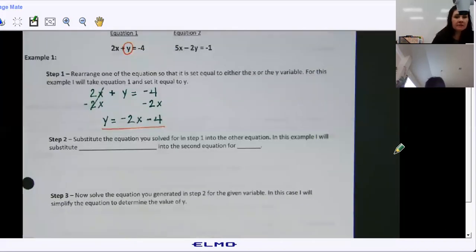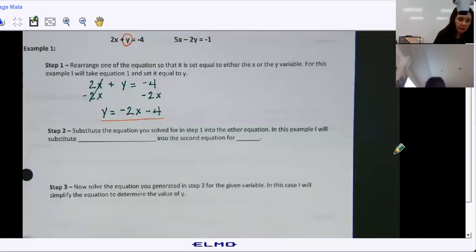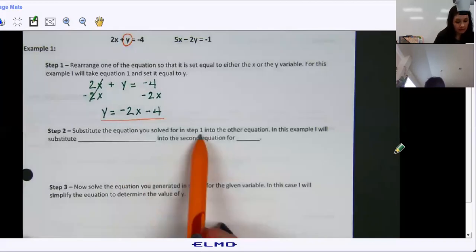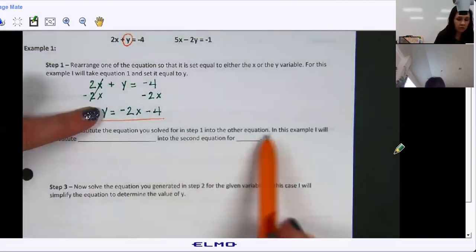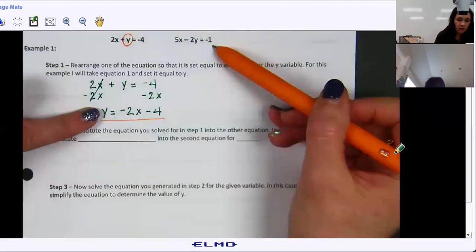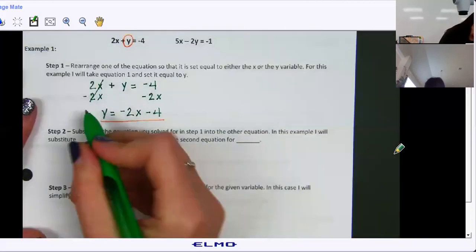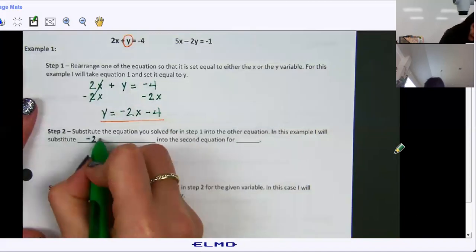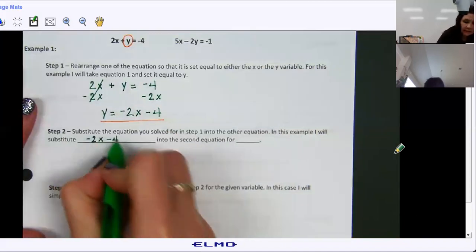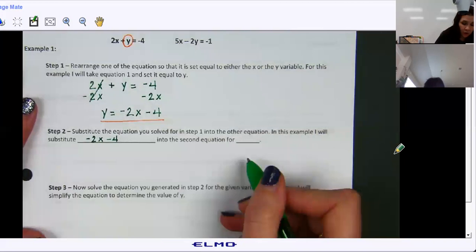We are now going to go to step 2. Substitute the equation you solved for in step 1, this right here, into the other equation, which is equation 2 up here. In this example, I will substitute negative 2x minus 4 into the second equation for y.